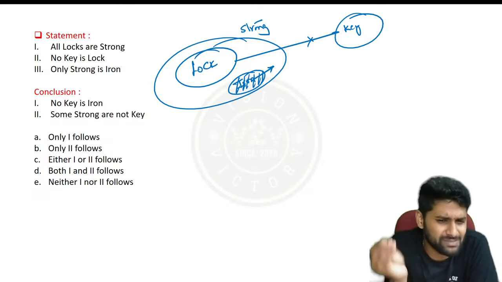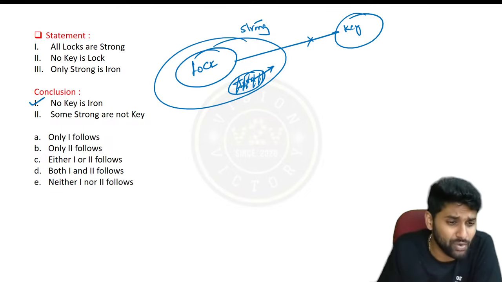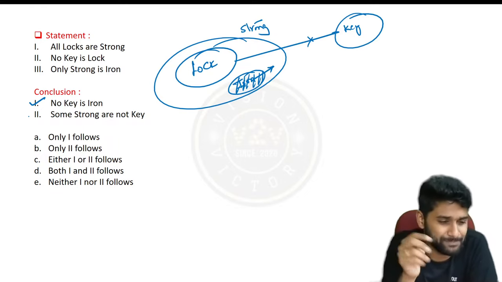Why? Because iron belongs to the strong. You cannot place it with any other objects. So directly we can say that no key is iron absolutely follows.